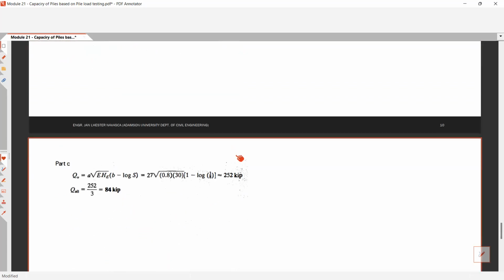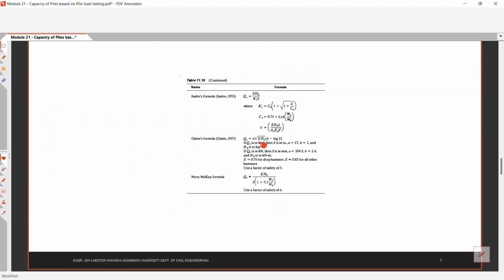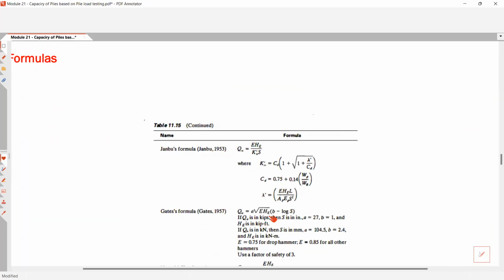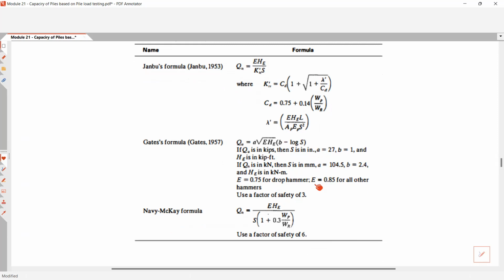So sa Gates formula, the original equation is this one. Okay. Ayan. So, alam nyo na yung HE, alam nyo na yung S, hanapin na lang natin yung A and B. So, if we go back dun sa A and B, the value of A and B, if your QU is in kips, then your S is in inches, your A is 27, and your B is 1. Okay, if your Q sub U is in kilonewton, your A is 104 and your B is 2.4. Okay, and your HE is kilonewton meters. Okay, and the efficiency of hammer, that is 0.75 for drop hammer and 0.85 for all other hammers.